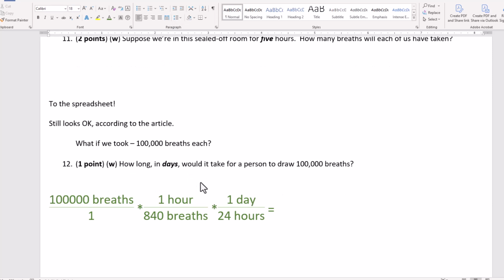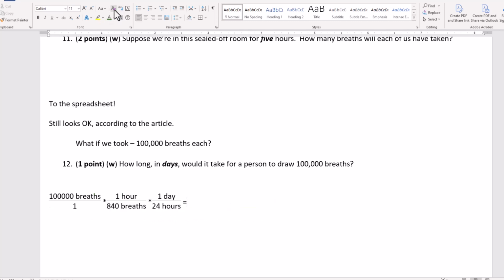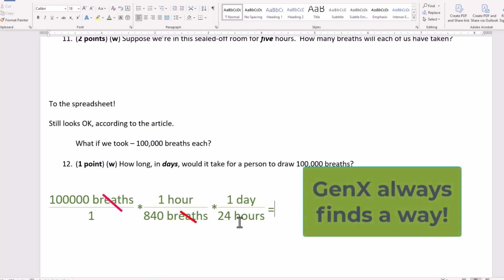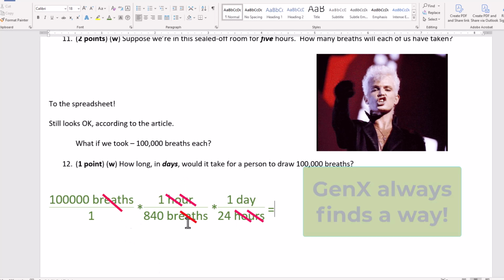Okay, my friends. So we know we're going to take 100,000 breaths. We know every 1 hour we do 840 breaths. So the breaths are going to cancel. So 840 breaths in every 1 hour, and then there are 24 hours every 1 day. If you can imagine, ready, cancel those off, cancel those off, and you're left with just days. How long in days?